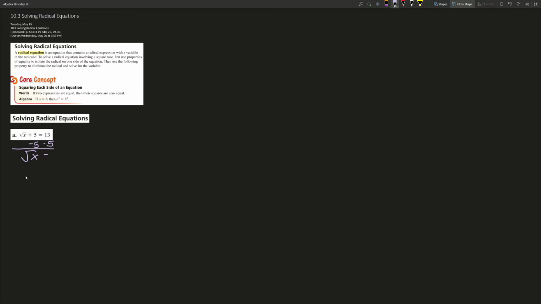Let me make that a little bit clearer. Now the next thing we're going to do is, in order to eliminate this radical symbol right here, how can we eliminate it? We're going to square the entire thing. So let's rewrite this. We're going to square both sides. And when we square it, we get rid of this radical, which leaves us with x is equal to 8 to the power of 2, which is the same thing as 64. So that would be your answer. x equals 64.